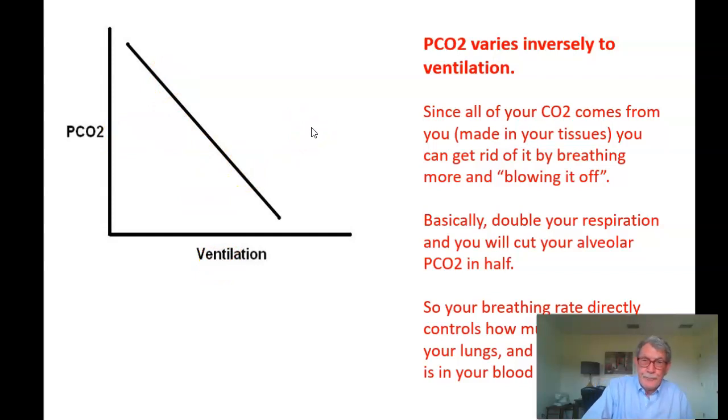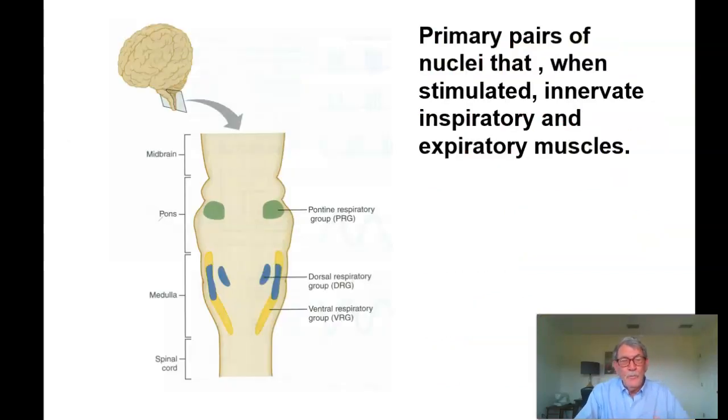Your respiratory centers are located in the brainstem. You have the pontine group, which is in the pons, not surprisingly. And then in the medulla, you have dorsal and ventral respiratory groups. All of these have their little functions, which you don't have to memorize for this class. But one makes you breathe deeper, one makes you breathe in more, one makes you breathe out more. They have different ways of controlling your breathing.